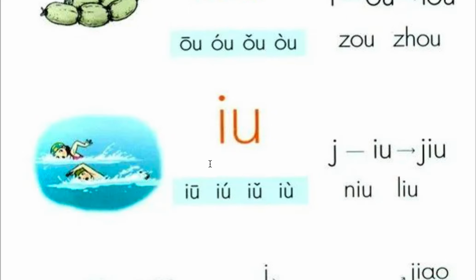Here, IU is pronounced you. So the four tones will be you, you, you, you. Here, J, IU, jiu. N, IU, niu. L, IU, liu. Can you put the four tones on these? Try it yourself.